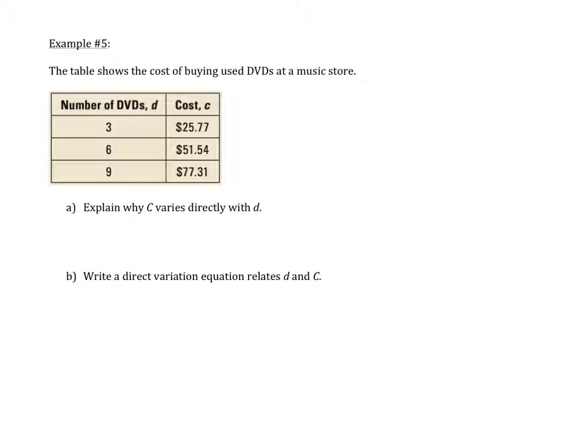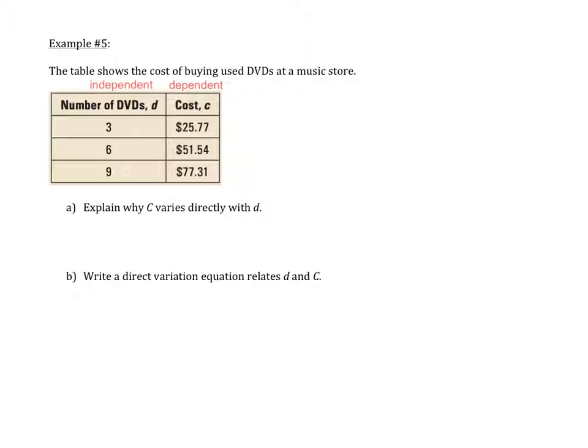Example number 5. The table shows the cost of buying used DVDs at a music store. So the number of DVDs is in the left column, and the cost is in the right column. Part A says, explain why C varies directly with D. Let's first identify the independent and dependent variable. In this case, the number of DVDs bought determines the total cost that you pay. So the number of DVDs is your independent variable, and the cost is your dependent variable.